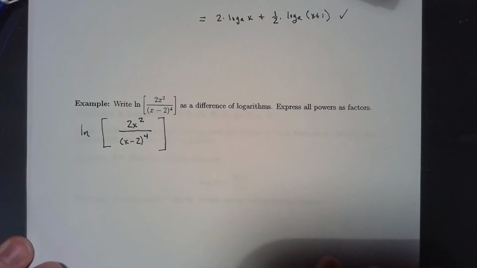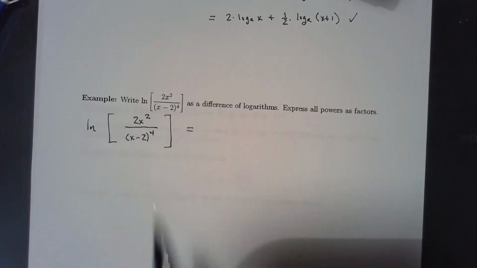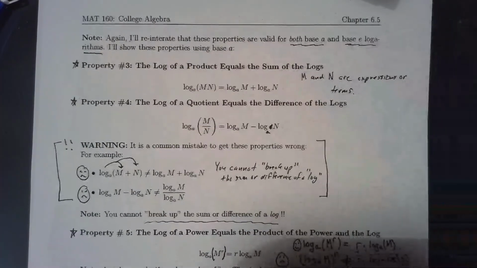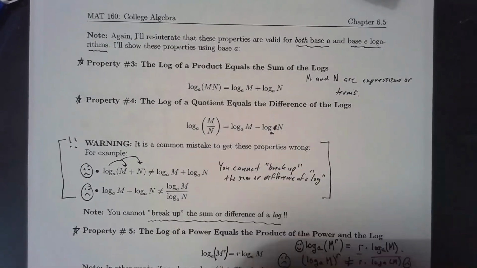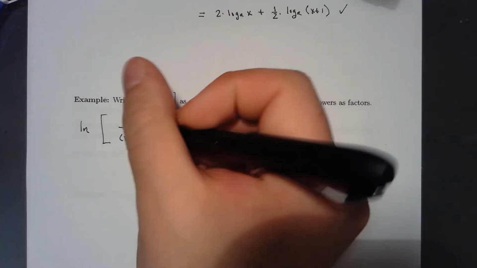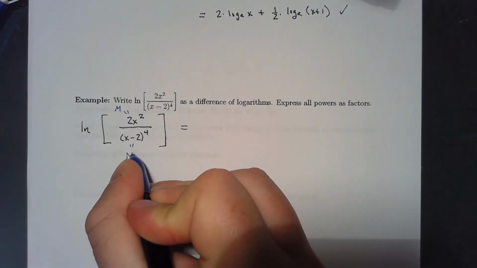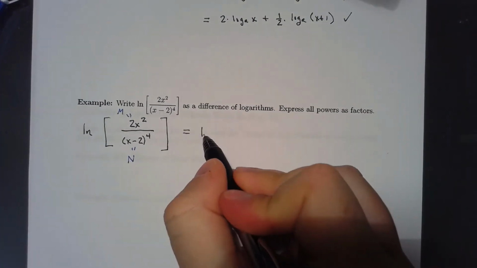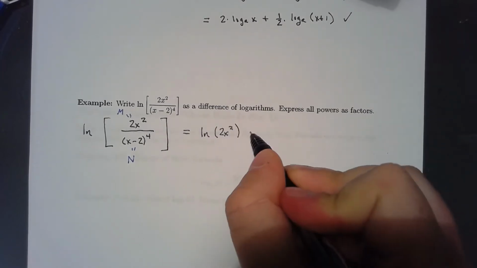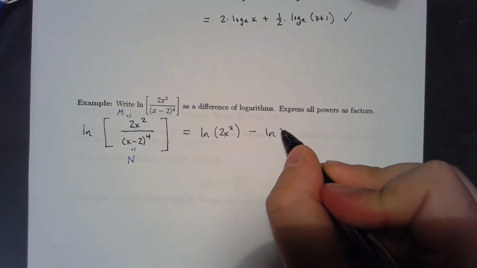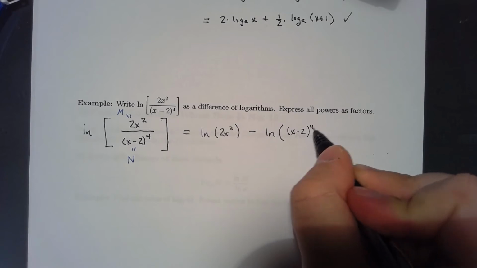So which property is going to allow me to break that up? Well, this is the log of a quotient. That's property number 4. The log of a quotient equals the difference of the logs. So you're just going to write this as, you could think of the top here as m, and the bottom here as n. So this will be ln of the top, which is 2x squared, minus ln of the bottom, which is x minus 2 to the 4th.